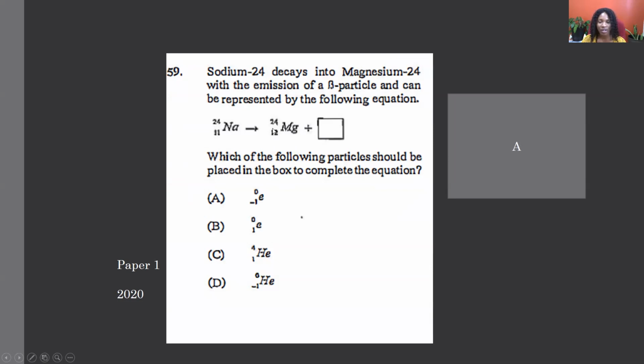And so if we look here, we have a proton number of 12 on the right-hand side, but 11 on the left-hand side. And so we need to fill in the box with a number that when I add them together, I get back what is on the left-hand side. And so I realized that my answer must be A, because 12 take away 1 would give me back 11.